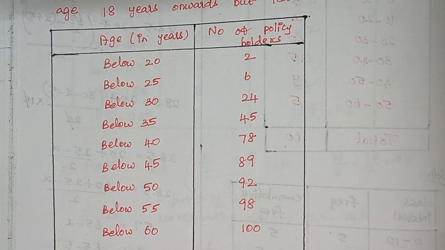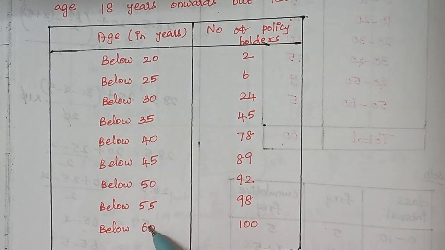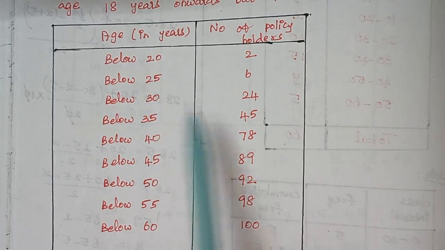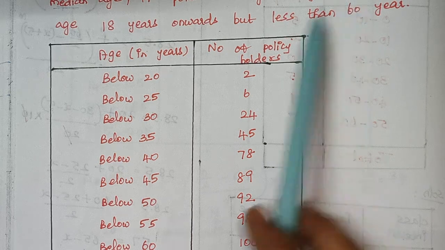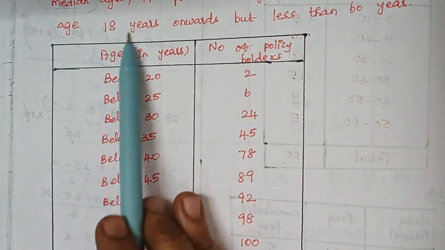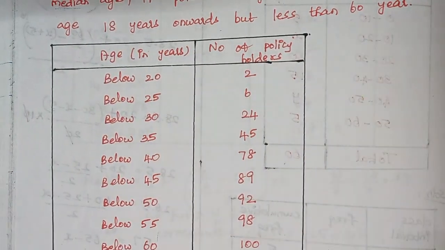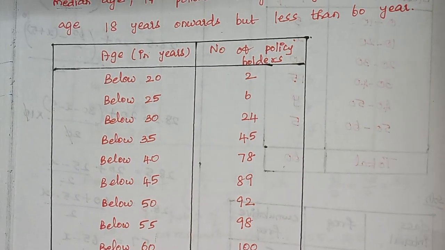The first step is you have to frame the intervals and then calculate the frequencies or cumulative frequencies, depending upon the given data. Here the first thing is below 20, right? But what is the limit? The policy can be given to persons whose age is 18, from 18 to less than 60.